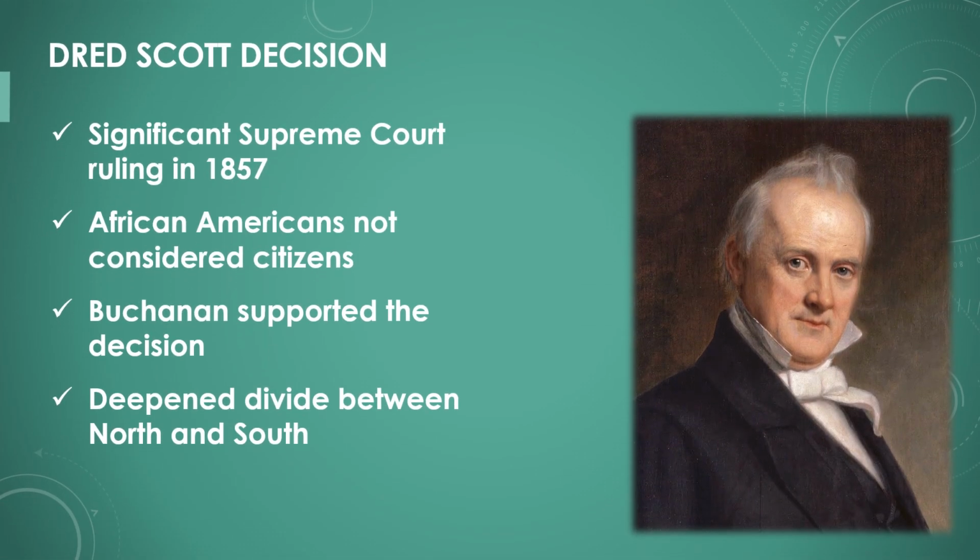One of the most significant events during Buchanan's presidency was the Dred Scott decision in 1857. The Supreme Court ruled that African Americans could not be considered citizens, and that Congress had no authority to prohibit slavery in the territories. Buchanan supported this decision, believing it would help resolve the slavery issue. However, the ruling angered many in the North, and further deepened the divide between the North and South. The Dred Scott decision is often seen as a turning point in the lead-up to the Civil War.